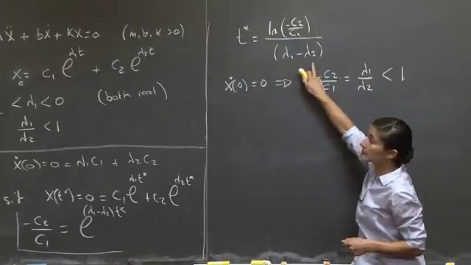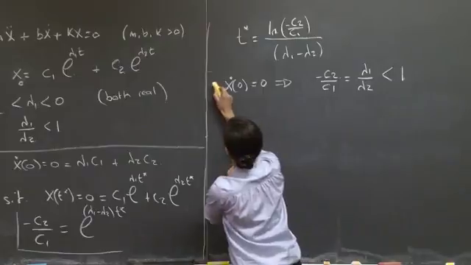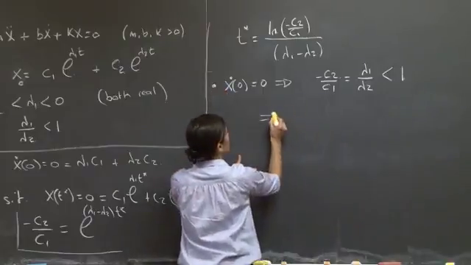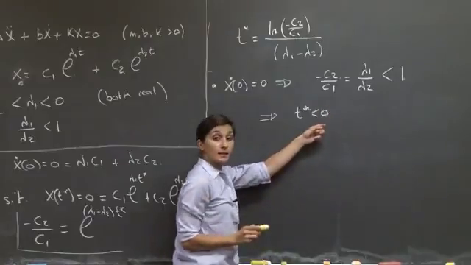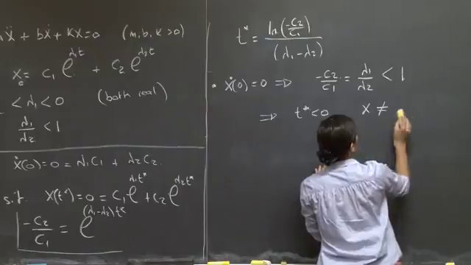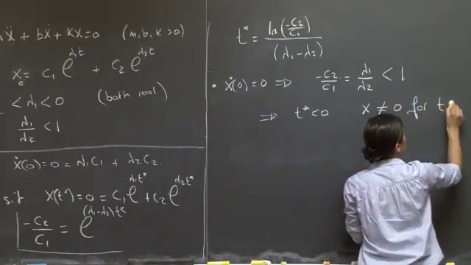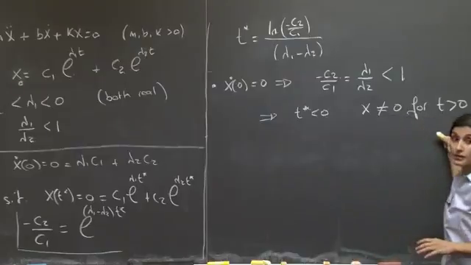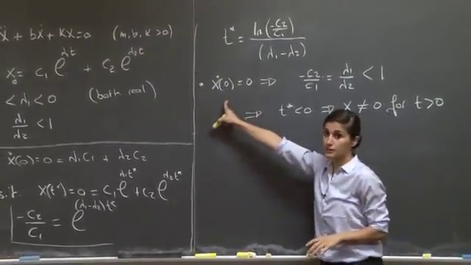Lambda 1 minus lambda 2 would be positive. So with this initial condition, we would end up with a t star that would be negative. So basically, x is never equal to 0 again for t larger than 0, given these initial conditions. Okay?